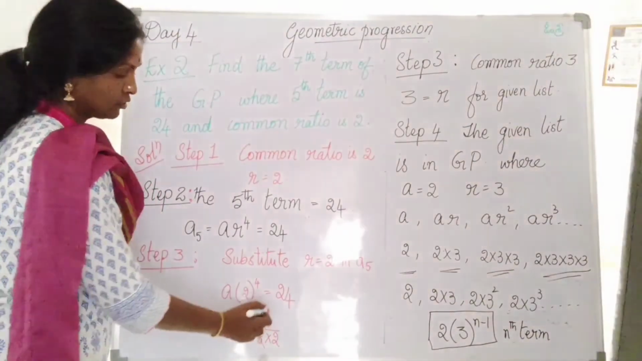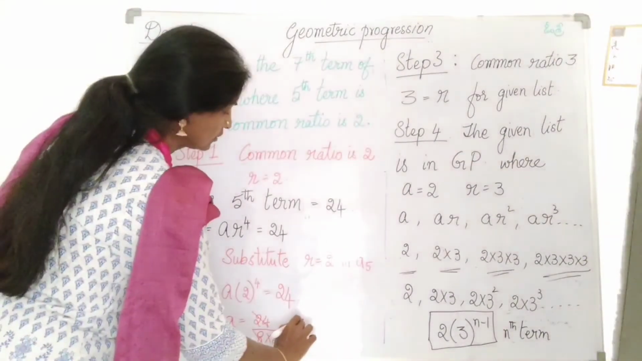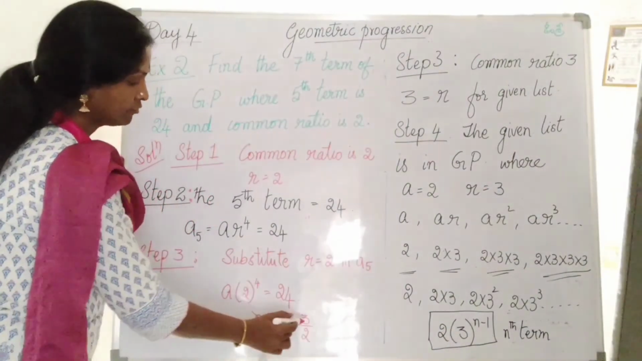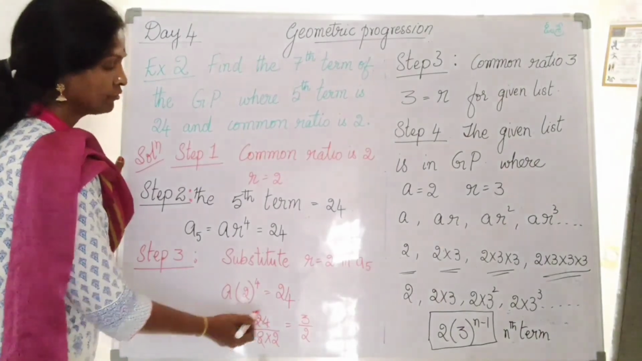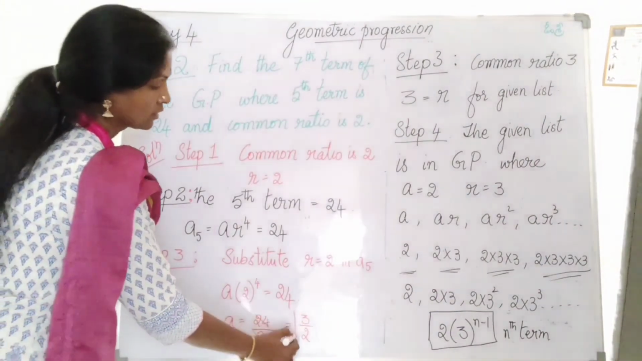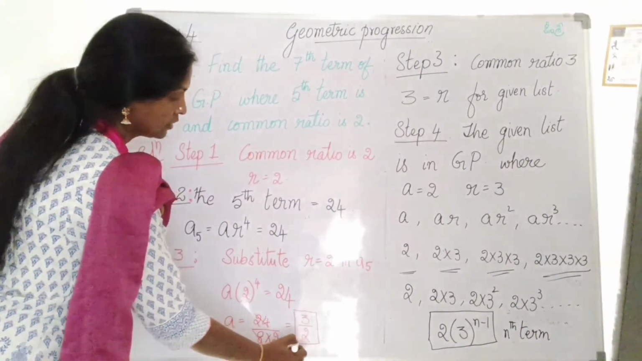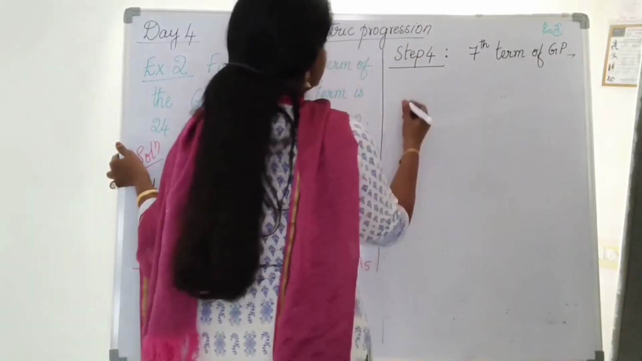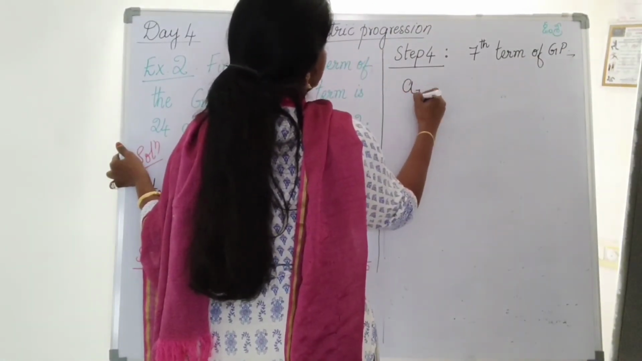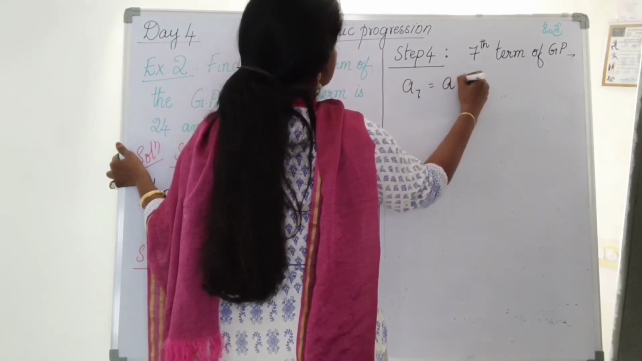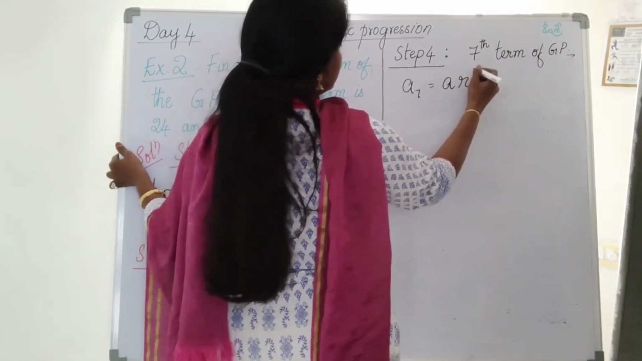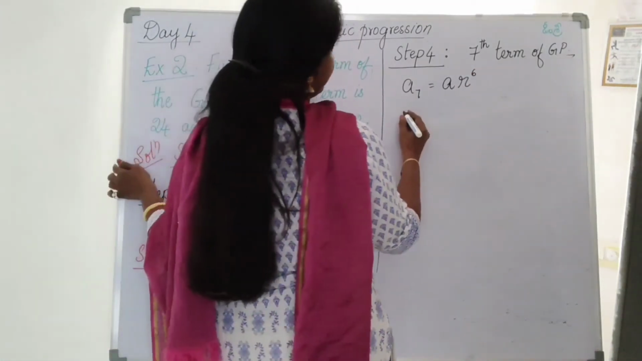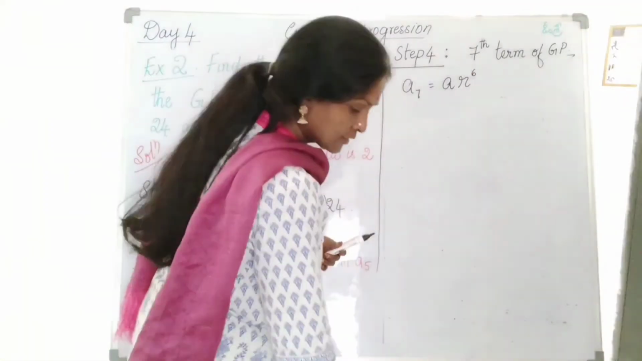Now when you cancel 24 in 8 table, you get 3 by 2. So the value of A, that is the first term of the GP, is 3 by 2. So how do you write the seventh term of GP? A7 is equal to A into R to the power of 6. How do you get this one?